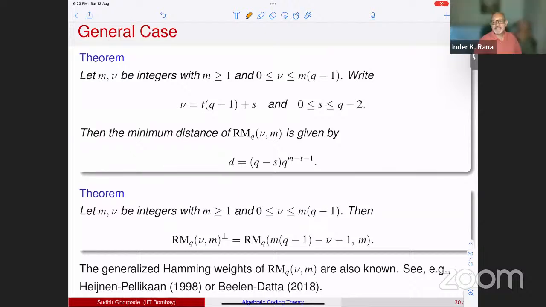And just a curiosity, Sudhir. Do you think QR codes are anywhere near algebraic coding, or is it just a question? Yeah. QR codes. In fact, they also use something like Reed-Solomon.